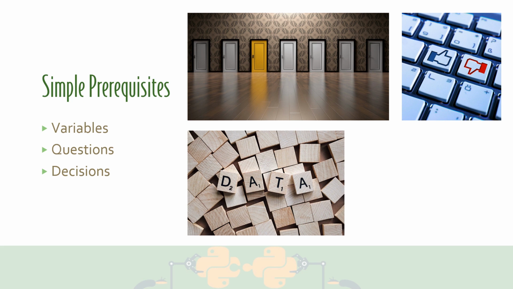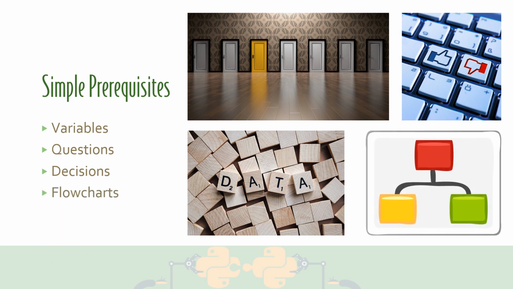The last thing that you should be familiar with are flowcharts. Now, it's okay if you don't know what a flowchart is exactly. But examples of when you followed a flowchart before are if you've ever played a game of 21 questions, or if you've ever followed a recipe, or if you've ever read a Choose Your Own Adventure book.